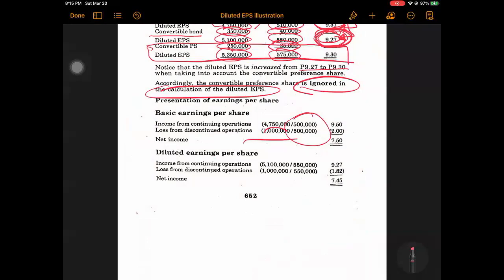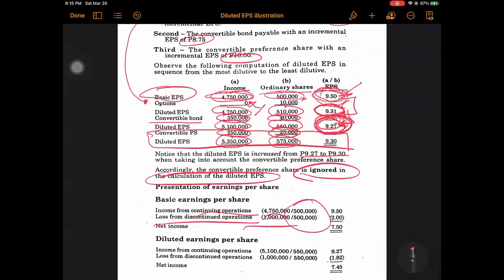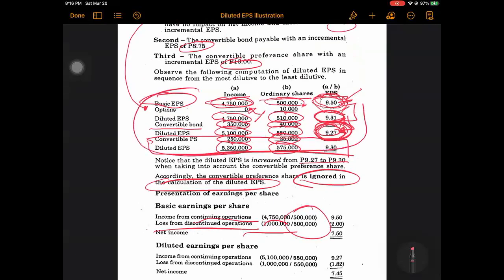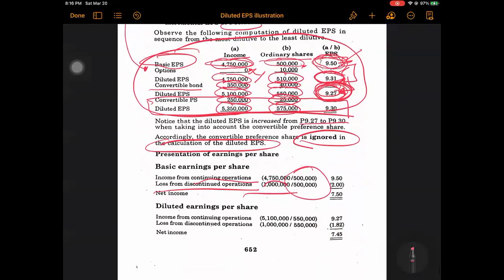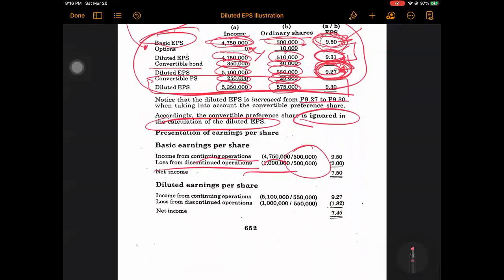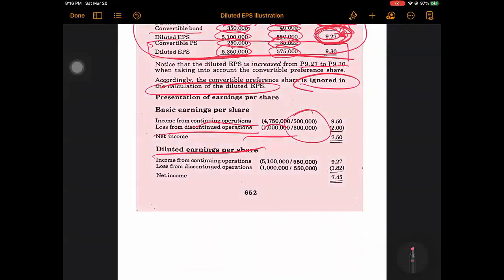Because the component of your net income, pwede man siya appear ang discontinued operation. But, di ba, if there is discontinued operation, you just base the amount on the continuing operation. So don't consider the discontinued operation. Okay, so diluted po, gi-separate niya ang from continuing and from discontinued operations. Okay, question.